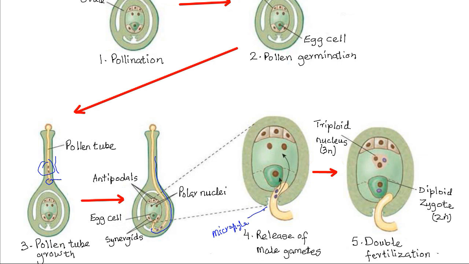Once the pollen tube comes into contact with the embryo sac, its tip would burst. That is, the pollen tube will grow down the style, and remember it enters the ovule through the micropyle, and once it comes into contact with the embryo sac, the tip ruptures and the tube nucleus disintegrates, thereby forming a clear pathway through which the two male gametes will enter the embryo sac.